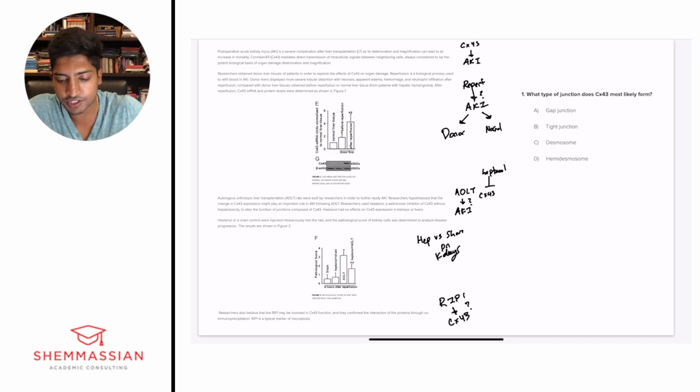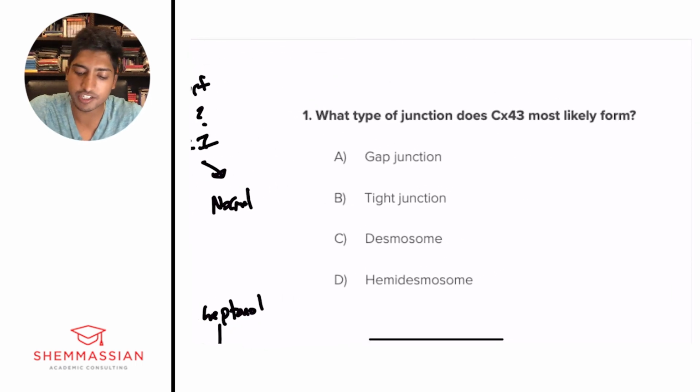All right, question number 1. What type of junction does CX43 most likely form? Is it A, a gap junction, B, a tight junction, C, a desmosome, or D, a hemidesmosome?